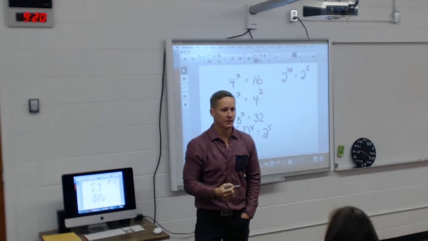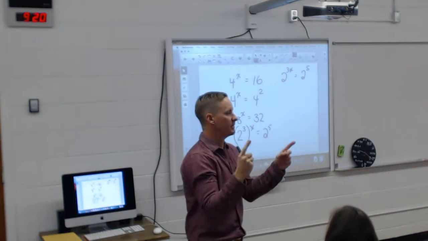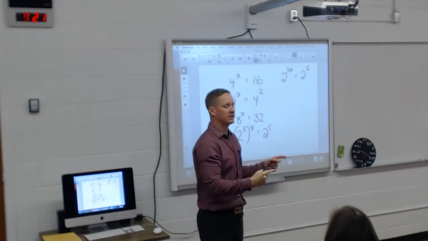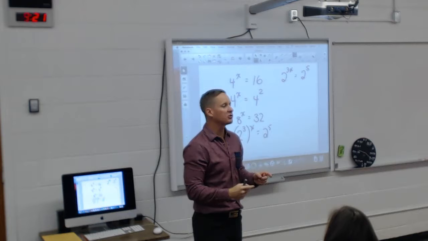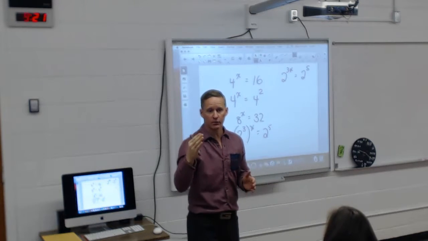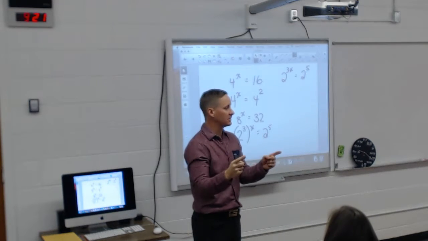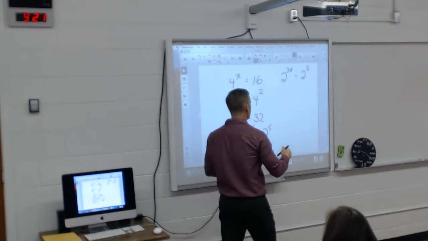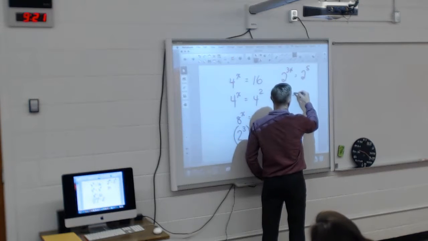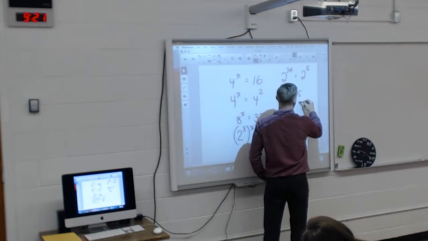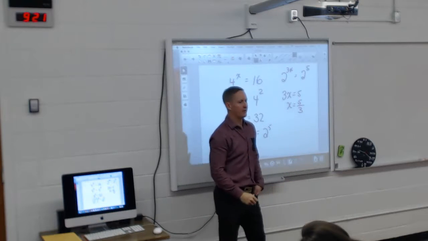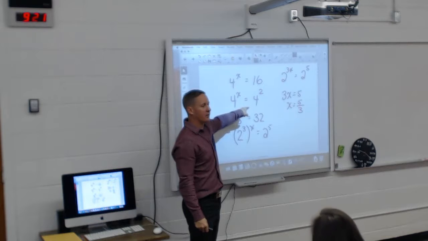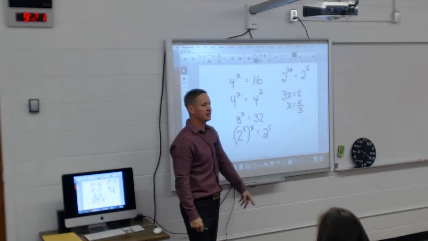Everybody agree? So in order for these two sides to be equal, if the bases are equal, what does that mean the exponents have to be? They also have to be equal. In order for the left side to equal the right side, if the bases are the same, then the exponents have to be the same. Agreed? So that means 3x is equal to 5, x is equal to 5 over 3. 8 to the power of 5 over 3 is the same as 32.